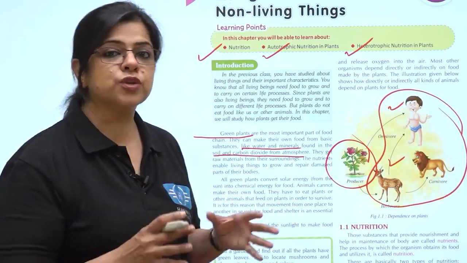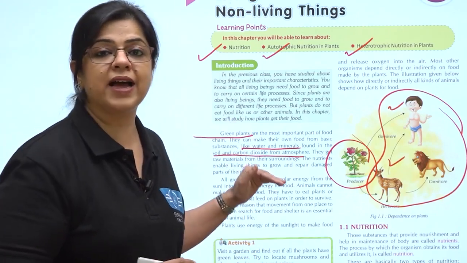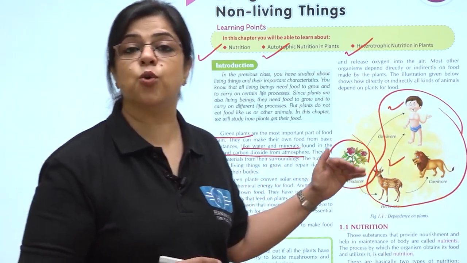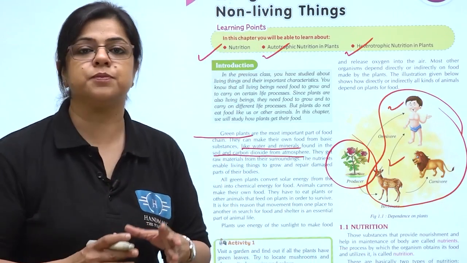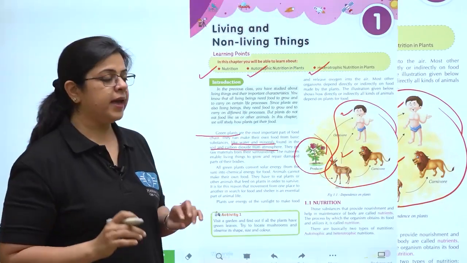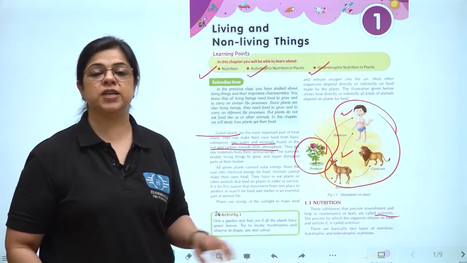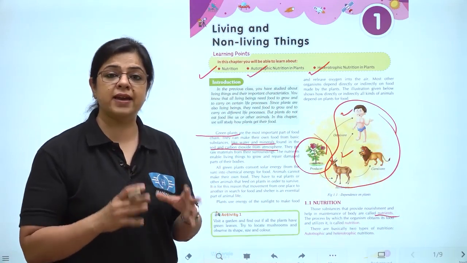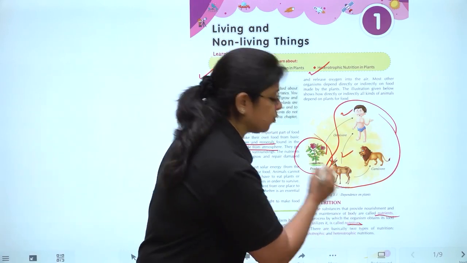Coming to the nutrition in plants, the main source of energy for all life are green plants. But how do green plants prepare their own food? Before that, let us understand a few important terms. Nutrients. Any substance present in our food that gives us energy is called nutrient, and the process of deriving energy from the nutrients is known as nutrition.